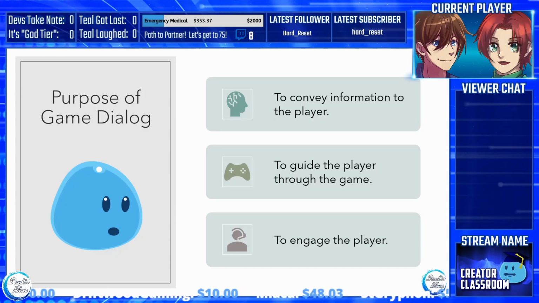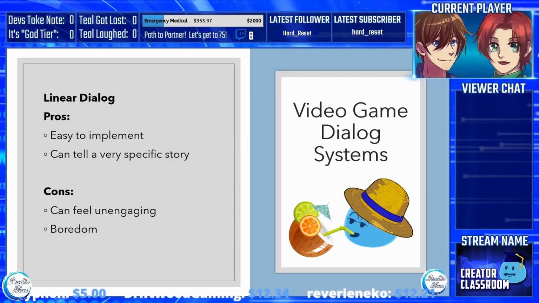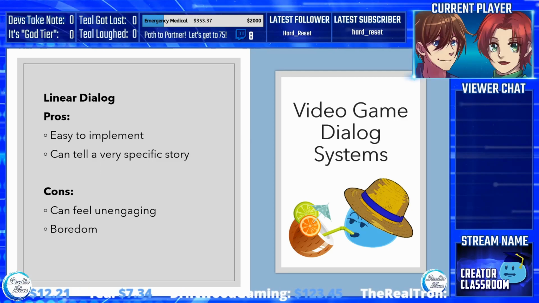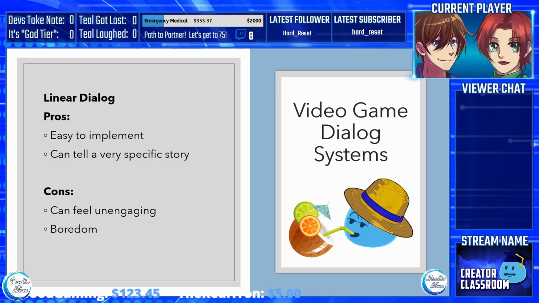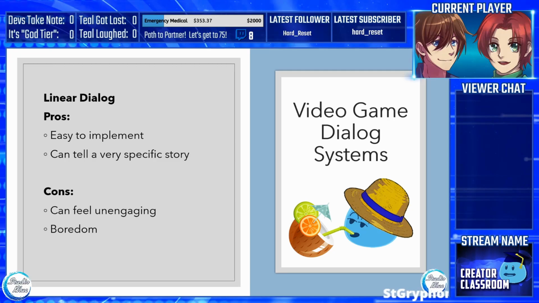All right. Let's see if I can get the slides correctly. Here we go. Let's go over the various video game dialogue systems. There are four ways that you can present dialogue. The first one is called linear. Linear dialogue is a conversation between two characters that's always the same. Player interaction is very minimal. They initiate the conversation and then they press the button to move to the next dialogue box.